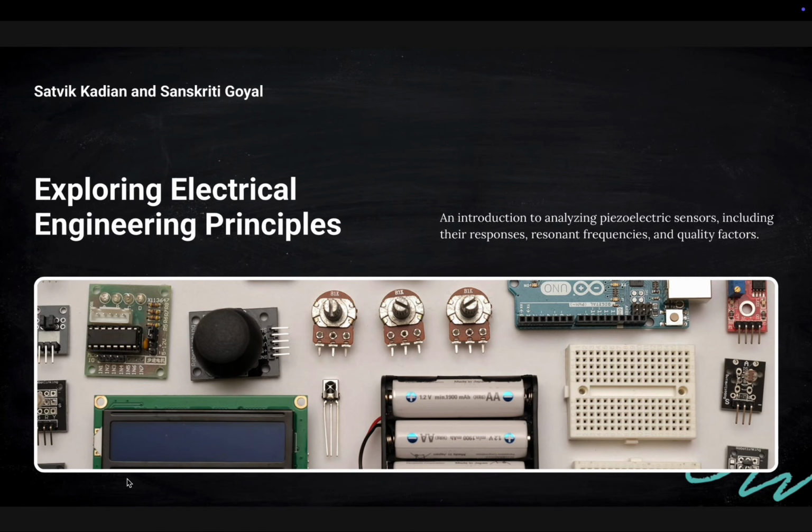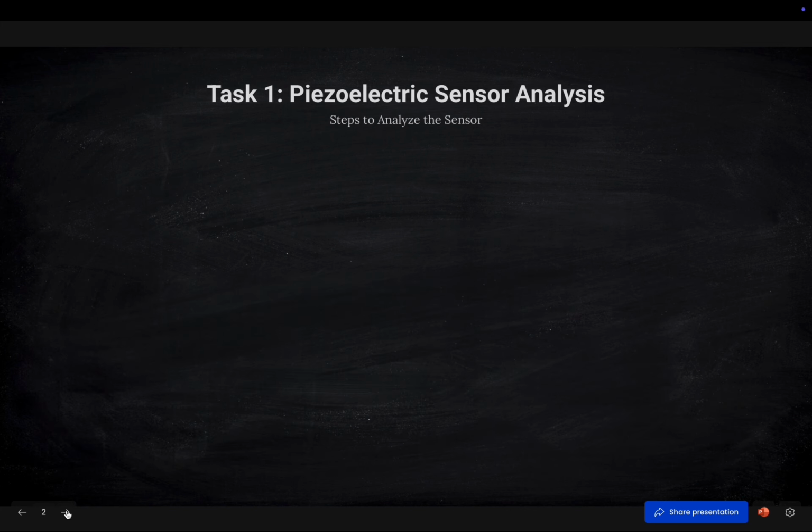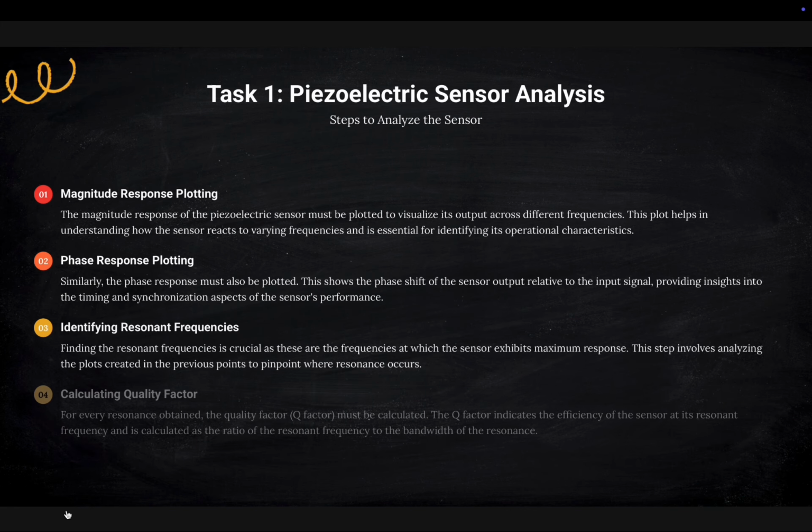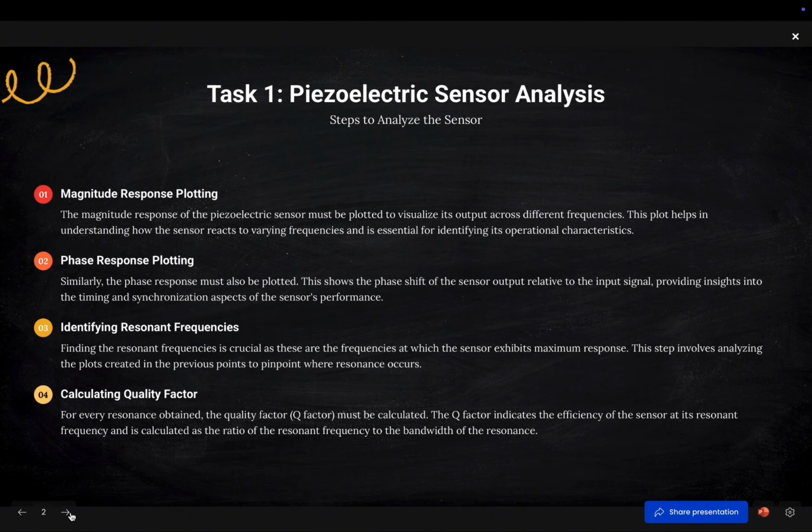Here we are doing assignment one of the course ES116, which is the Principles and Applications of Electrical Engineering. So moving on to task one of the assignment, which is the piezoelectric sensor analysis, in which we plot the magnitude response and the phase response of the piezoelectric sensor using the signal generator, the oscilloscope and the circuit elements, in which we identify the resonance frequencies and then calculate the quality factor for the respective resonance frequencies.